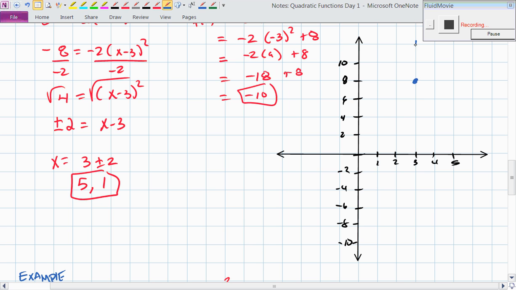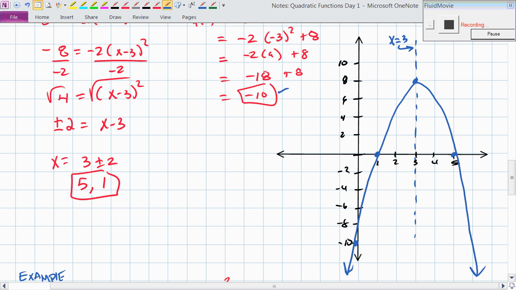All right, and that means I also know that the axis of symmetry is the line x equals 3. So that's what I have here, x equals 3. And I know that I have two x-intercepts at 5 and at 1. So I'm going to go over to 5, x-intercept, 1, x-intercept. And I know the y-intercept is way down here at negative 10. So I have a y-intercept here at negative 10. So I got everything all on my graph. I know the parabola opens down. So all I got to do now is connect the points. And I have a nice looking parabola. And that is how we would graph it.